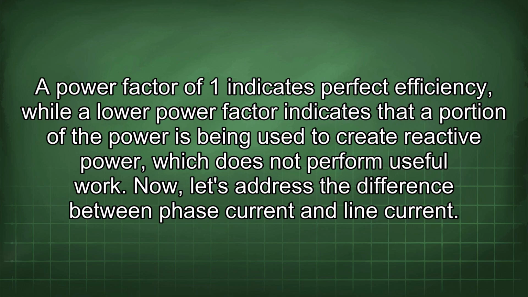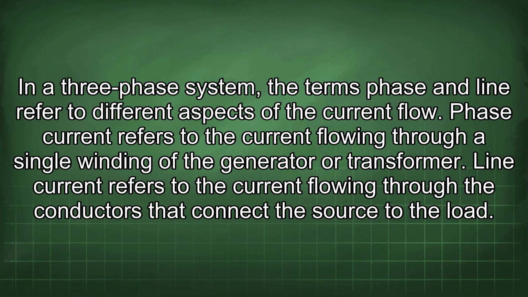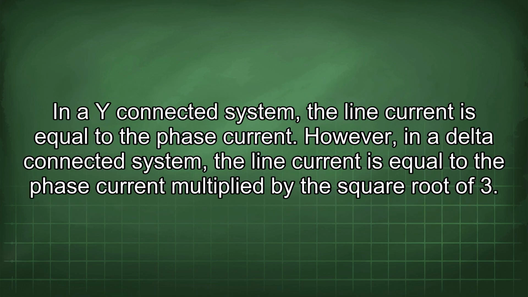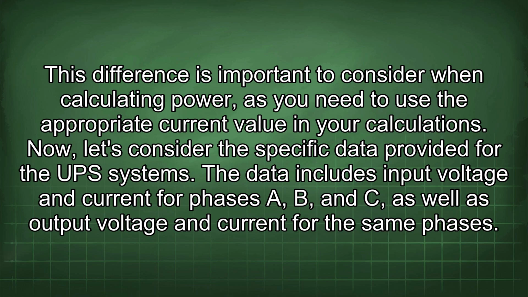Now let's address the difference between phase current and line current. In a three-phase system, the terms phase and line refer to different aspects of the current flow. Phase current refers to the current flowing through a single winding of the generator or transformer. Line current refers to the current flowing through the conductors that connect the source to the load. In a Y-connected system, the line current is equal to the phase current. However, in a delta-connected system, the line current is equal to the phase current multiplied by the square root of 3.